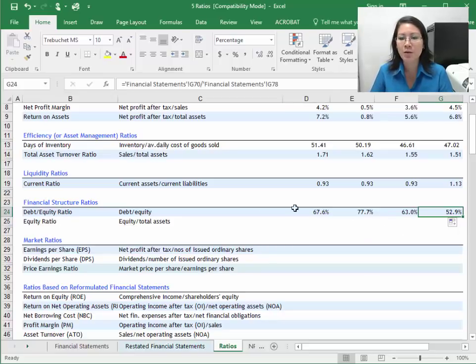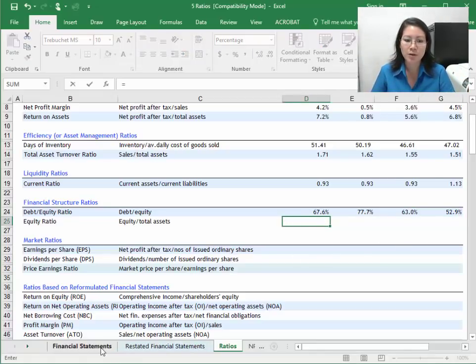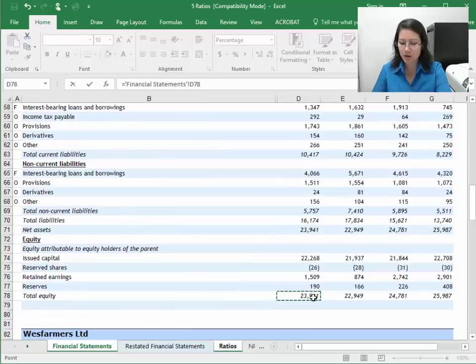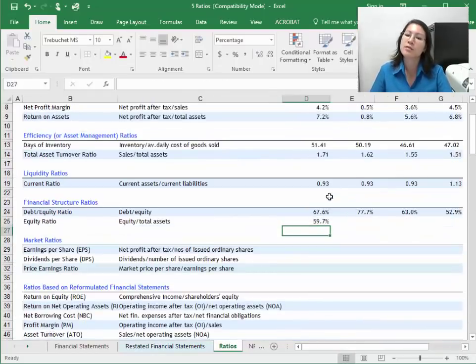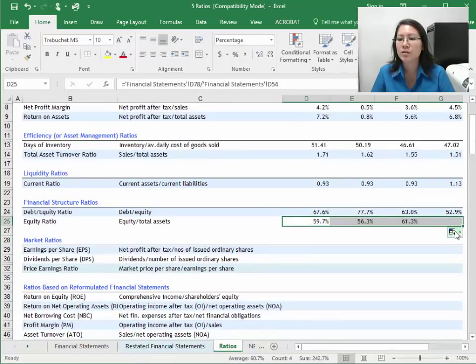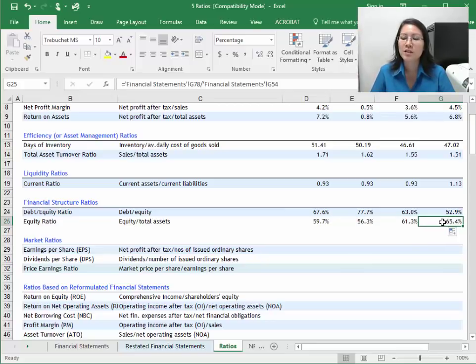Let's have a look at what's happening with their equity. Based on this, I would expect their equity ratio to be going down. Let's have a look. So equity divided by total assets. Total equity divided by total assets. Fill it across. So again, what I expected is true. So 65% of the assets were funded by shareholders in 2014, and that's been decreasing down to 60% now, just under 60%. So they've been increasing their debt.